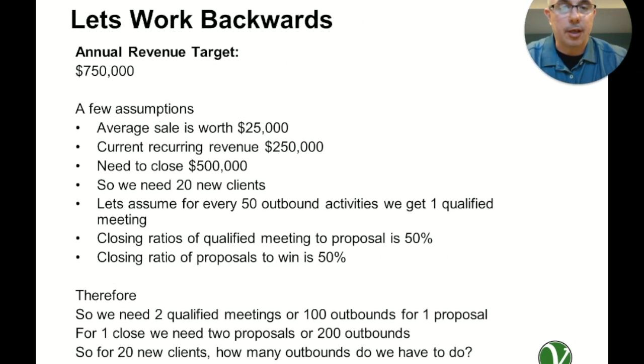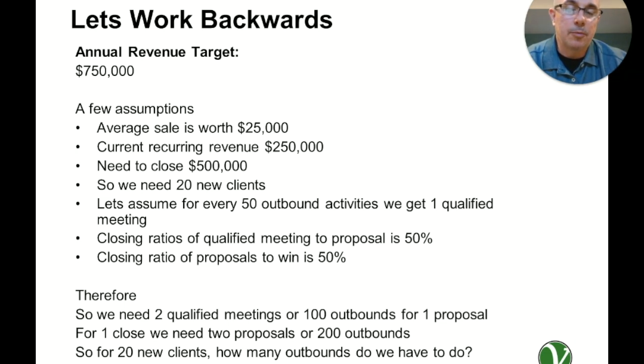So let's just say you've got a revenue goal of $750,000 for the year. And let's make a couple of assumptions. Your average sale is 25 grand. Your current recurring revenue is 250 grand. So you need to close 500 grand to meet your number. If you take the 500 divided by 25, you get 20. So you need 20 new clients to do that.